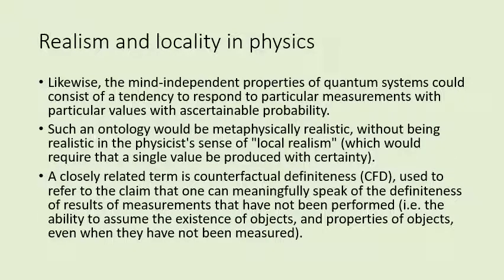Likewise, the mind-independent properties of quantum systems could consist of a tendency to respond to particular measurements with particular values with ascertainable probability. Such an ontology would be metaphysically realistic without being realistic in the physicist's sense of local realism, which would require that a single value be produced with certainty. A closely related term is counterfactual definiteness, used to refer to the claim that one can meaningfully speak to the definiteness of results of measurements that have not been performed, that is, the ability to assume the existence of objects and properties of objects even when they have not been measured.